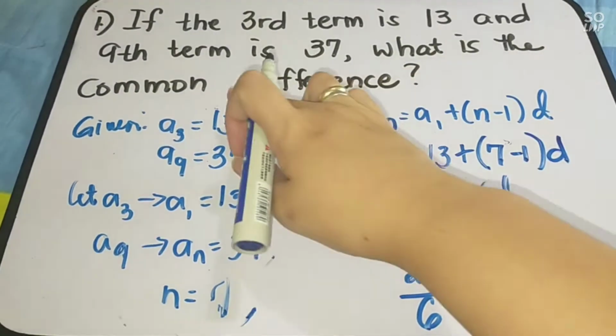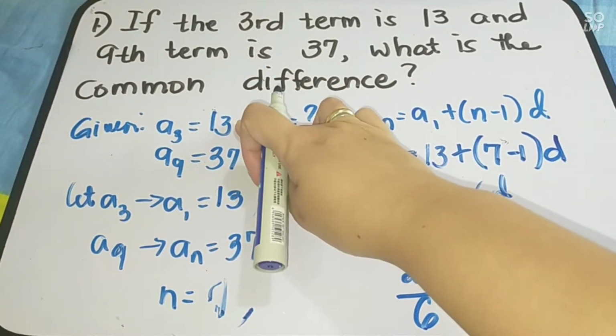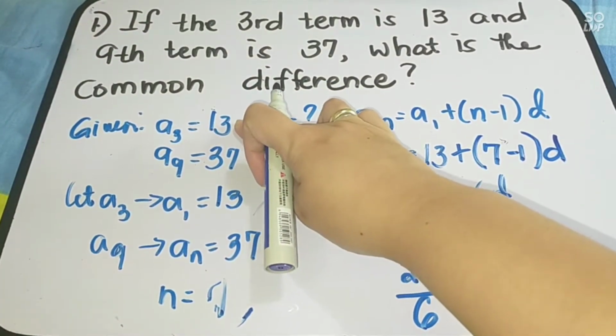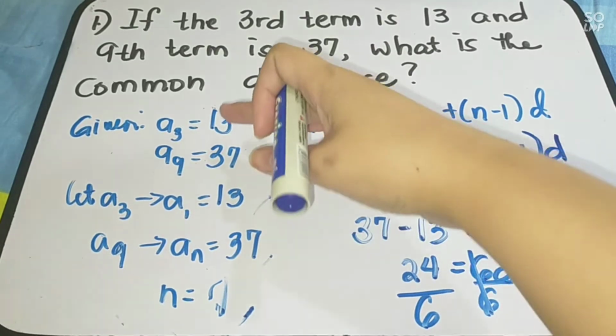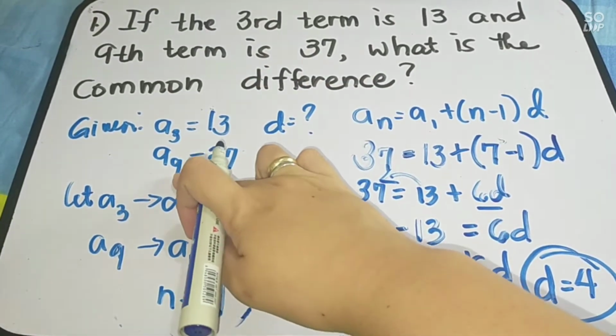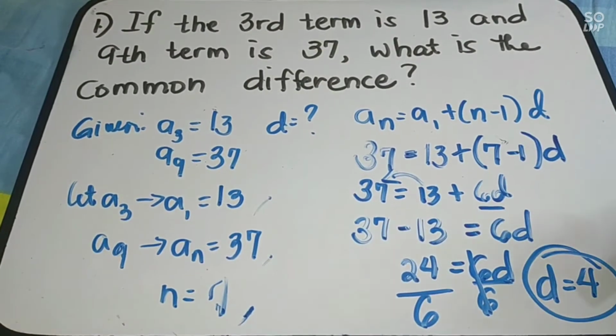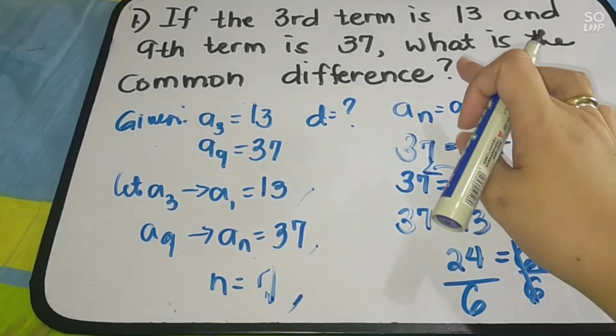So, you will let your first number, o yung pinakamaliit na number, as your first term, and then yung pinakamataas mong given, that would be the last term. So, how will you check your work? So, let us have this one.